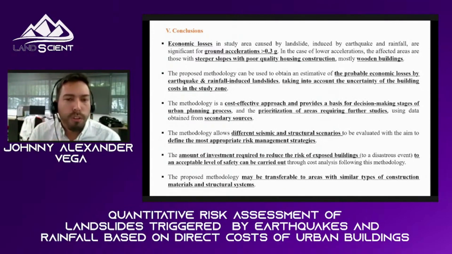The proposed methodology can be used to obtain an estimate of the probable economic losses by earthquake and rainfall-induced landslides, taking into account the uncertainties of the building codes in the study zone. The methodology is a cost-effective approach and provides a basis for decision-making in the urban planning process or urban planning strategies, and the prioritization of areas requiring further studies using data obtained from secondary sources.